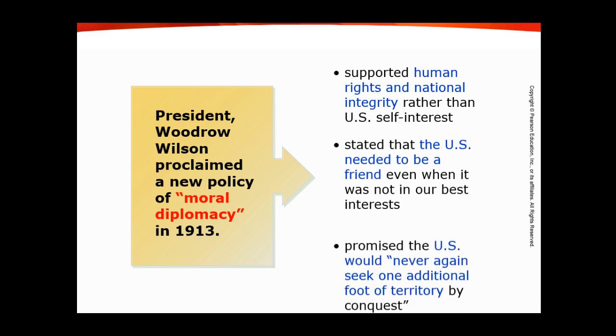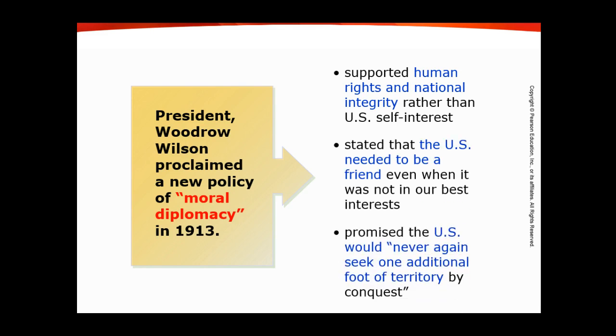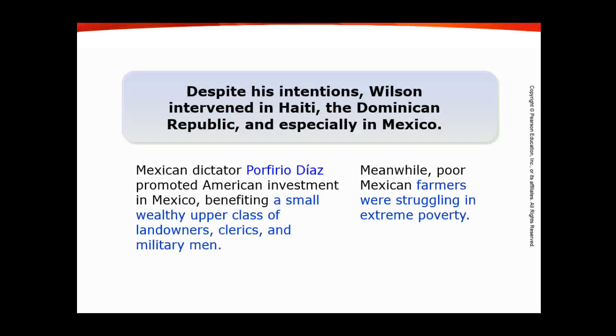And last but not least of the American presidents to change our diplomacy, it is Woodrow Wilson. And Woodrow Wilson's going to say that the United States needs to support human rights and national integrity more than anything else. He was an idealist, president of Harvard, very, very intelligent man, and saw the world as it could be, not as it is.